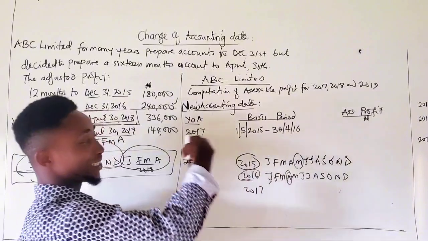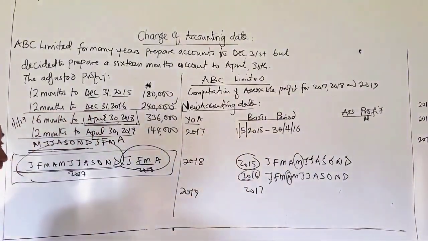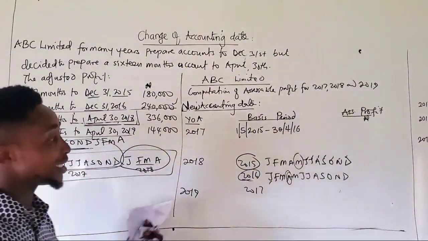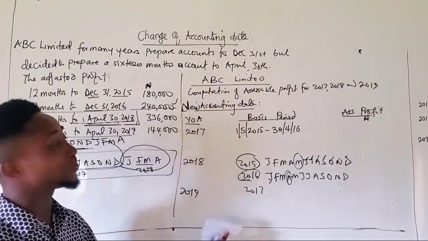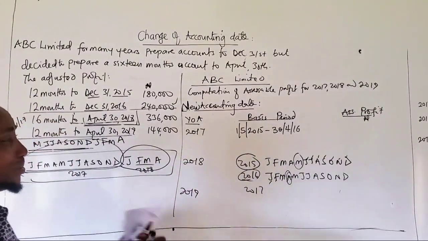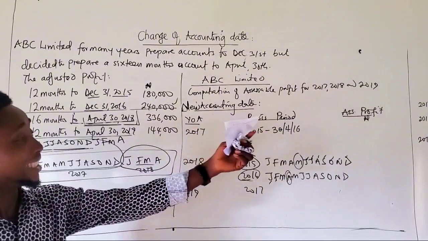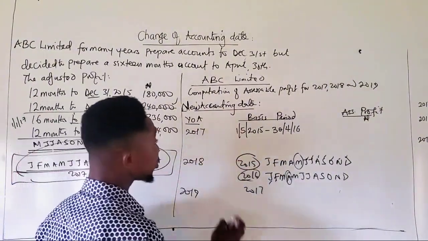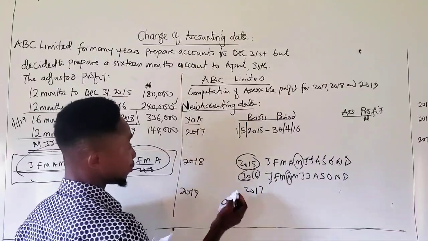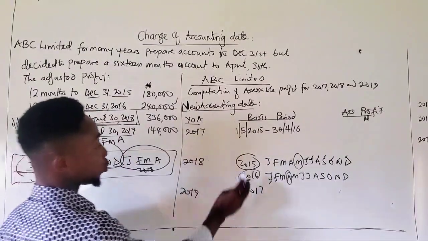2015. Overlap, 2 periods. So you see, the beauty of this thing is that when you practice consistently, you become good at doing it. You don't even need to think. You don't need to draw a calendar. You start writing without stress, and even the computation of the assessable profit too. No stress. All right. So in this case, I think we've gotten a foundation that will help us to solve the other two.